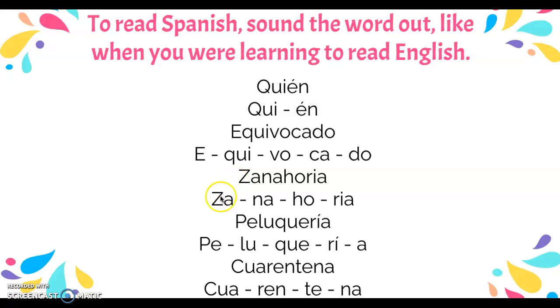So then we have this next one. We're going to separate it. Sa, na, o, ria. Zanahoria. That's a carrot. Then the next one, peluqueria, and that's like a hair cutting place.